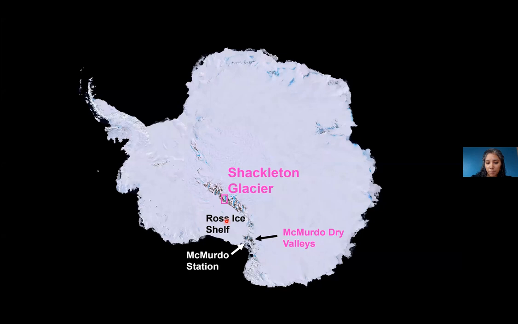And then a couple of cool places. So we have the McMurdo Dry Valleys, right where my little laser pointer is. This is the largest continuous ice-free area in Antarctica. And then we have a special study site here, Shackleton Glacier, that's about 85 or so degrees south, so pretty close to the South Pole.